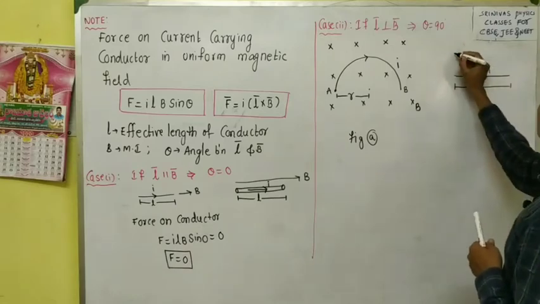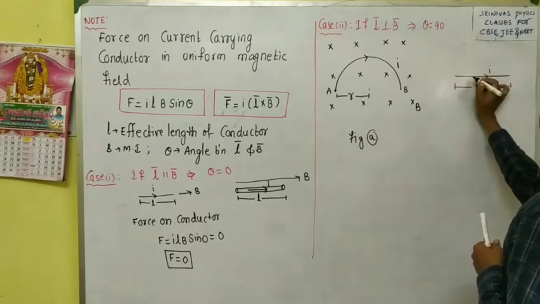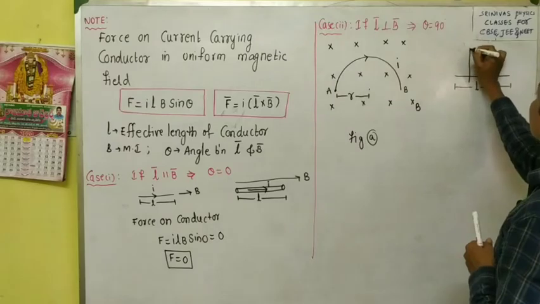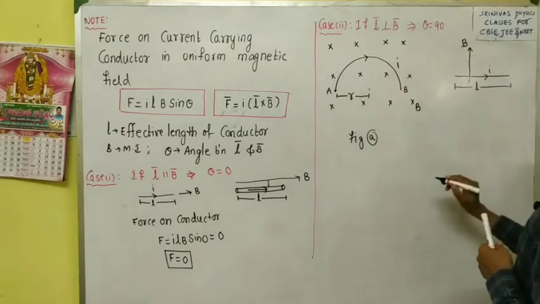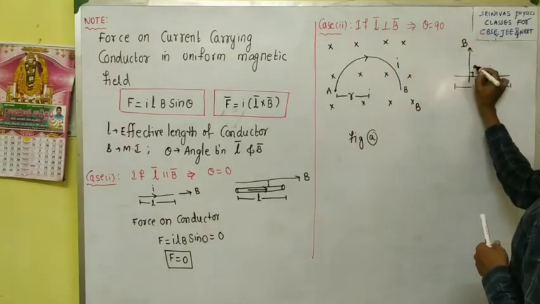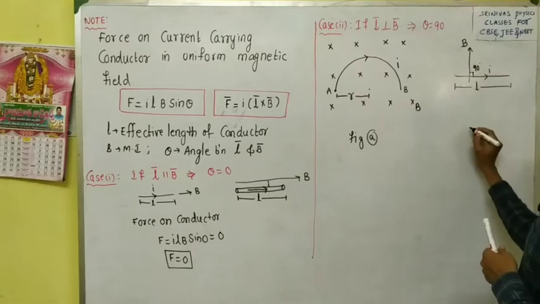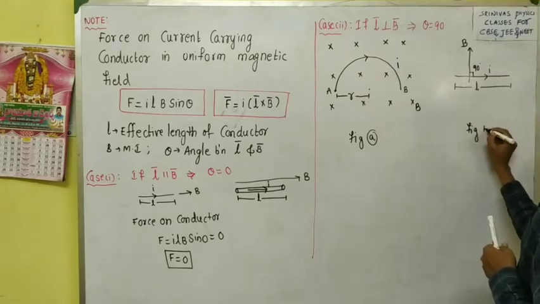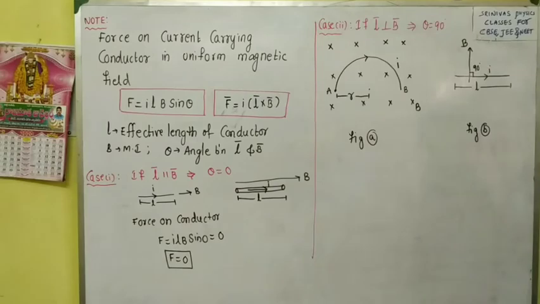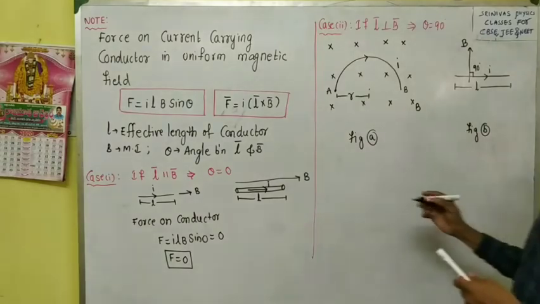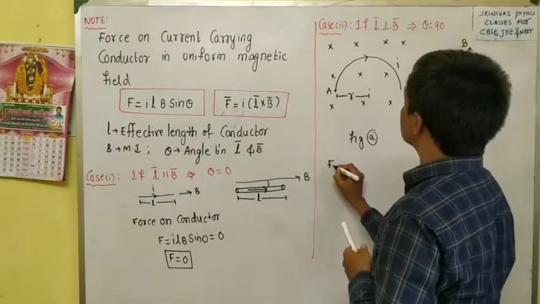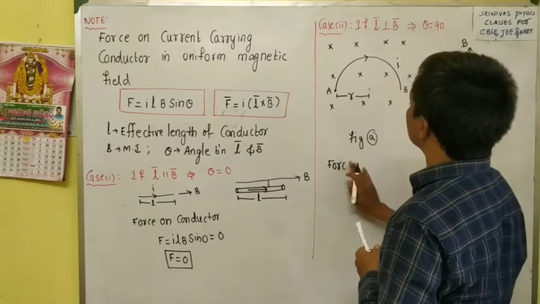For example, the magnetic field is like this. This is the direction of the magnetic field. Then L and B are perpendicular to each other, right? In this case, this is figure B. In these two figures, I want the force formula for the force on the conductor.